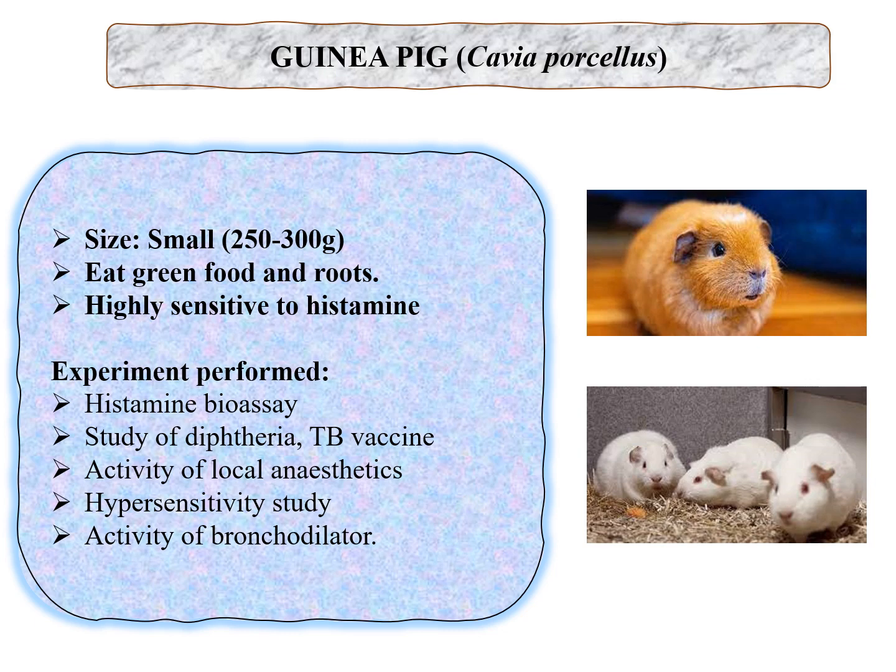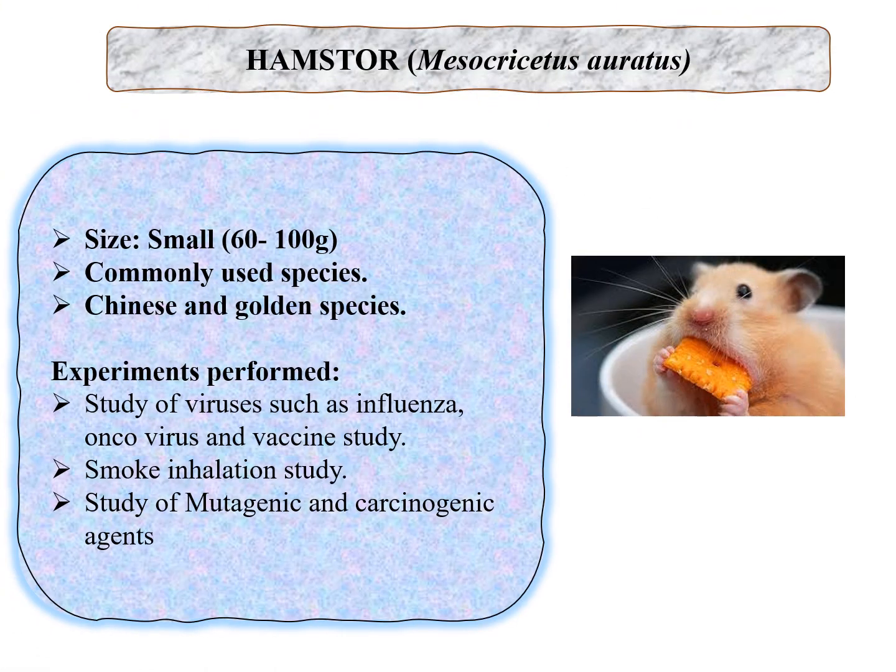Next experimental animal is the hamster, also called Mesocricetus auratus. They are small in size, around 60 to 100 gram in weight. They are commonly used species. They are of two types, the Chinese and golden species. The one in the image is a golden species. The experiments which can be performed on hamsters are study of viruses such as influenza, oncovirus, and vaccine study. Smoke inhalation studies can also be done. Study of mutagenic and carcinogenic agents can also be performed on hamster.